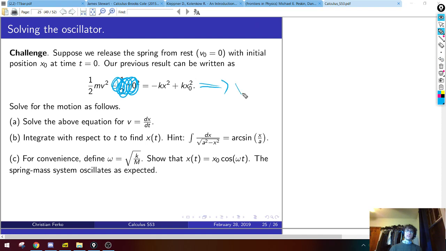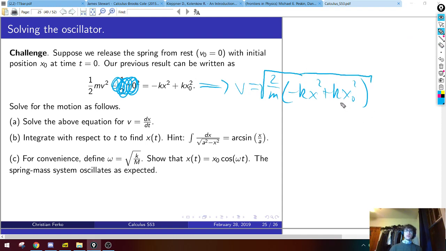So v equals 2, begin parentheses, negative kx squared plus kx sub 0 squared over m and all of that stuff in the square root. How should I write that? Maybe I'll put the 2 over m out here, and then I'll put it all in the square root.